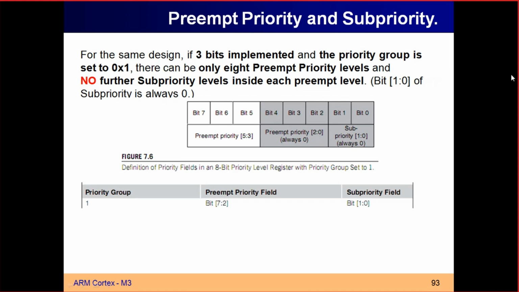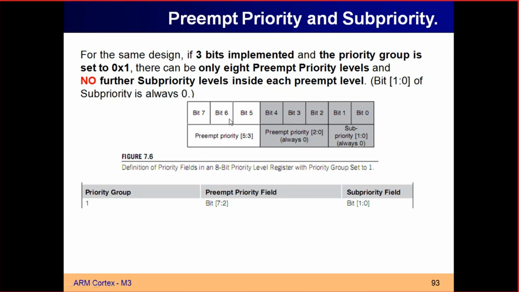So here, let us take this example. How many bits are implemented? 3 bits. Which priority group have I configured? 1. So how many preempt priority fields will there be? Bit number 2 to 7. How many sub priority fields will there be? 0 and 1. So in this case, will sub priority be there?